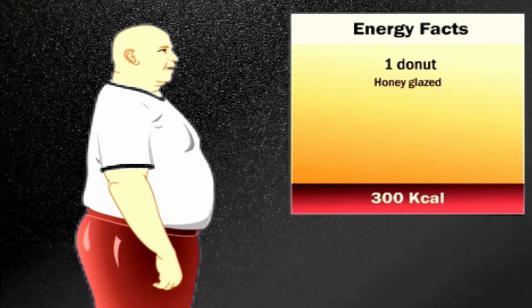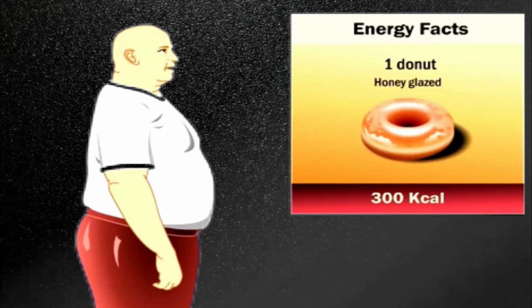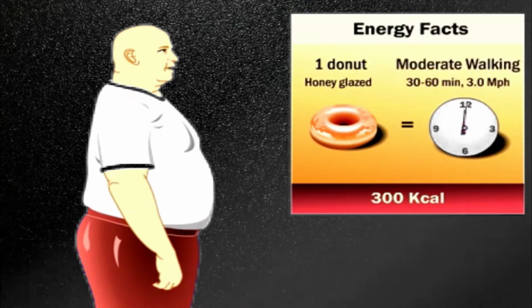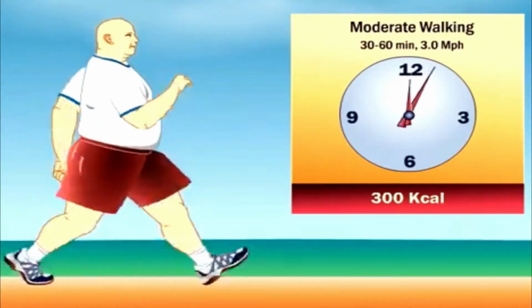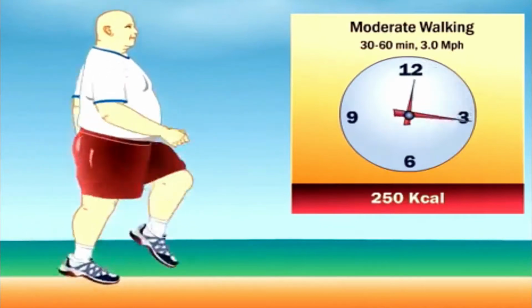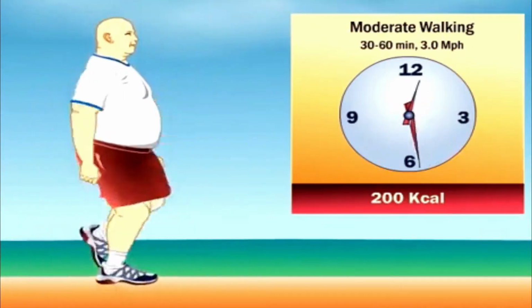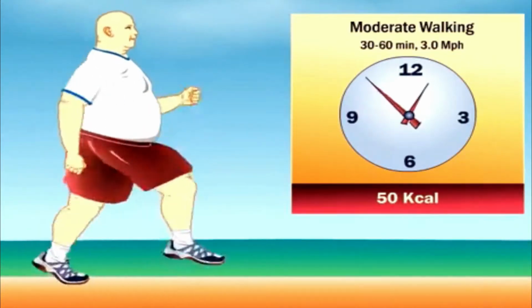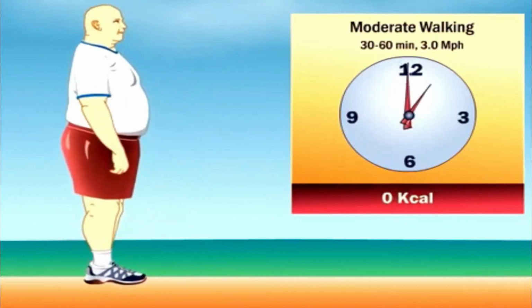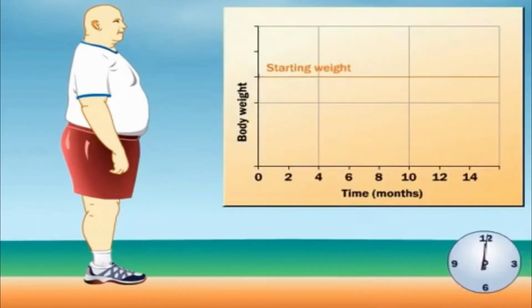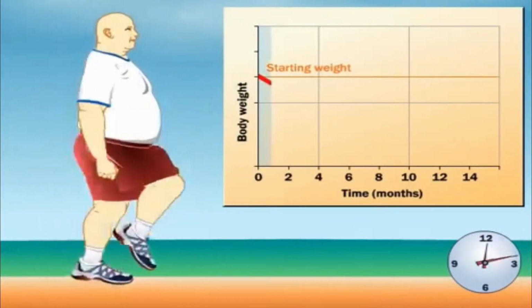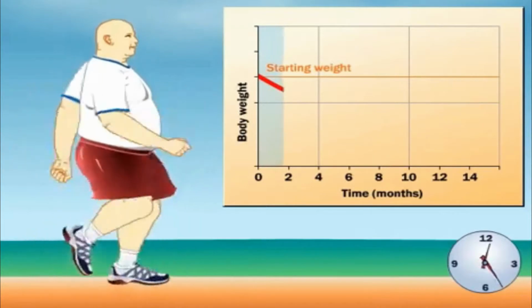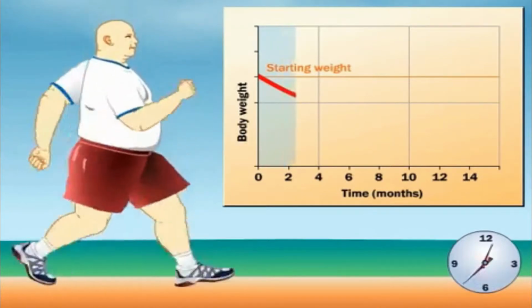Let us examine energy consumption. One honey glazed donut is shown, which has approximately 300 kilocalories. The energy intake from the consumed donut is equal to the energy consumed by moderate walking for 30 to 60 minutes at 3 miles per hour. If an individual walks for an hour at 3 miles per hour, they will expend approximately 300 kilocalories, the same as what was contained in the consumed donut.